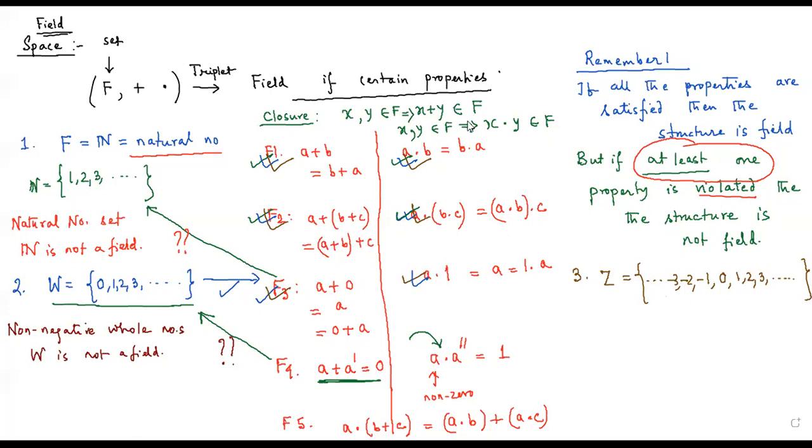And now if I go to F4, we find that to each element, say for 1, we have -1. So if I add 1 and -1, the resultant is 0. 2 is associated with -2. 3 is associated with -3. So every element has got its additive inverse. 0's additive inverse is itself, 0 plus 0 equal to 0. So now it is getting satisfied.